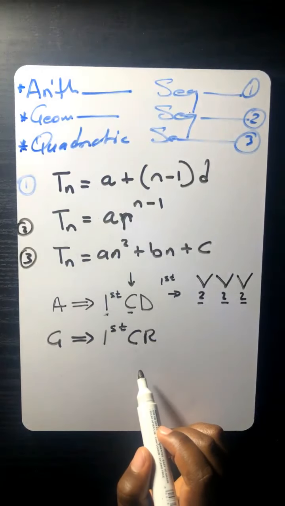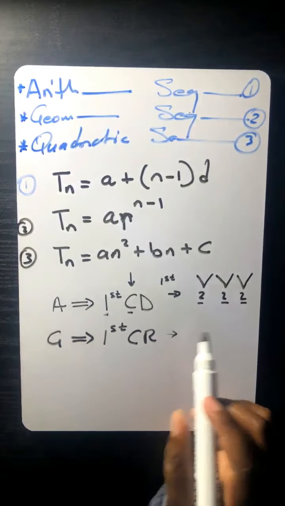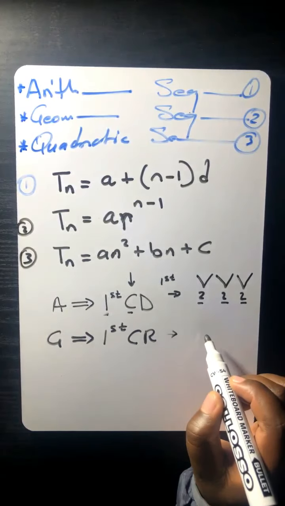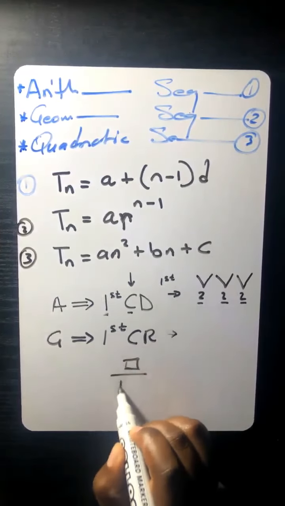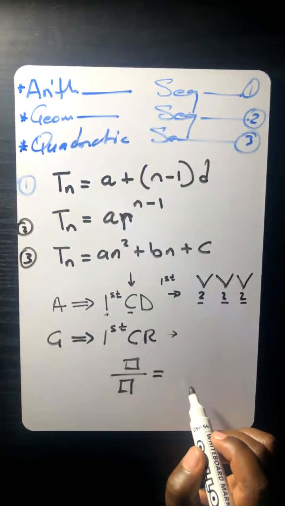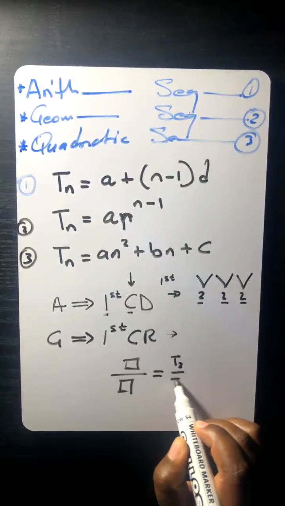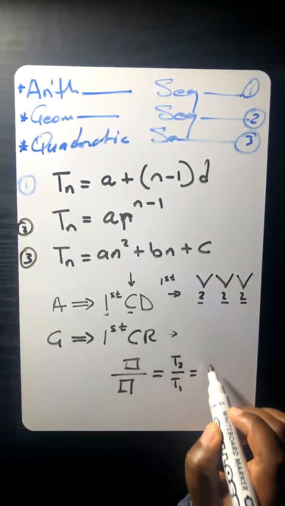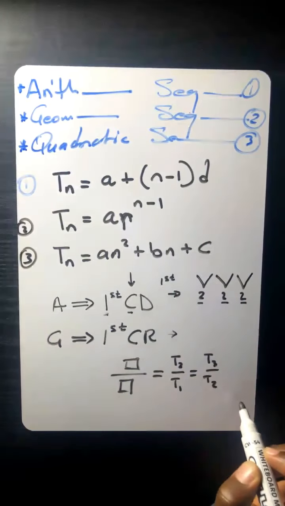So let's have a look at a geometric sequence. Remember, ladies and gentlemen, a ratio is something over something. So in this case, because we're dealing with sequences, you say term number 2 divided by term number 1, and it should give you the same as term number 3 divided by term number 2.